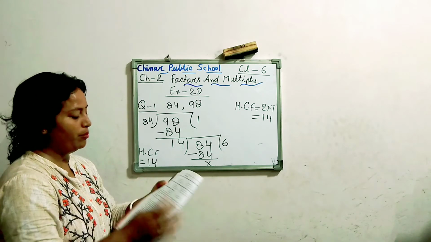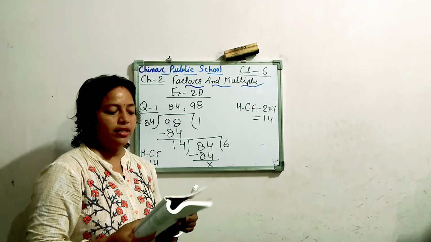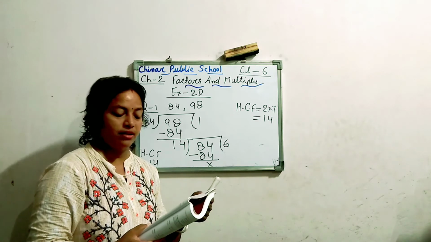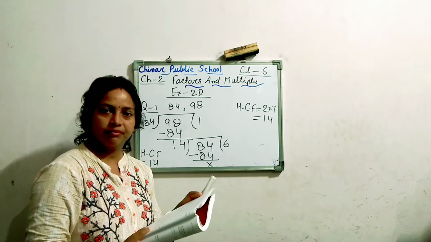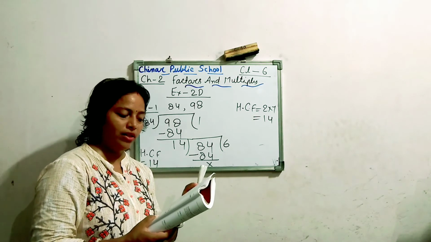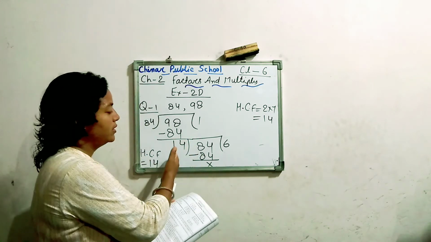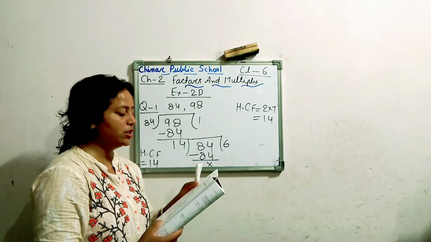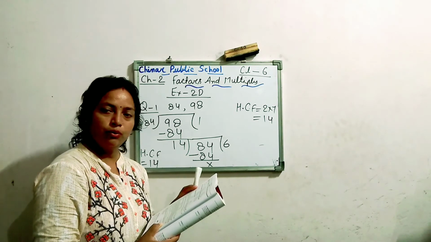So look in your book now, page number 36, exercise 2D. First heading, find the HCF of the numbers in each of the following using the prime factorization method. So we can do questions 1 to 9 using the prime factorization method. After that, find the HCF of the numbers in each of the following using the division process. There are 2 numbers and 3 numbers also. So my dear students, question numbers 10, 11, 12, 13, 14. Till 14 you will do.